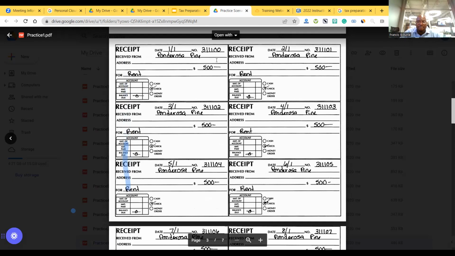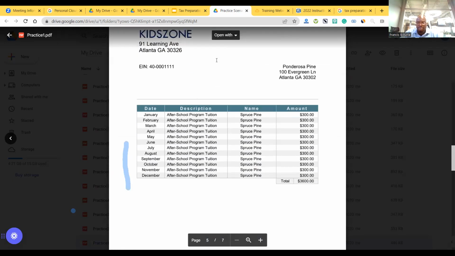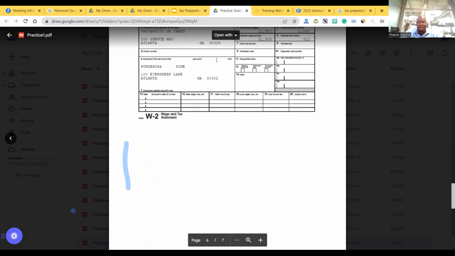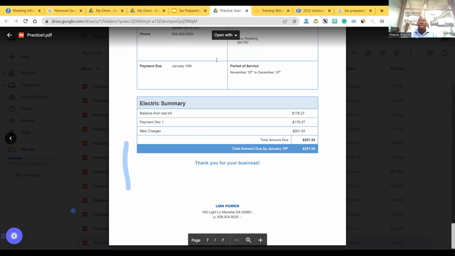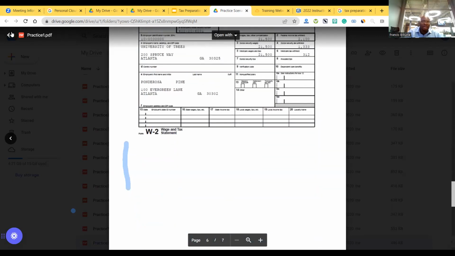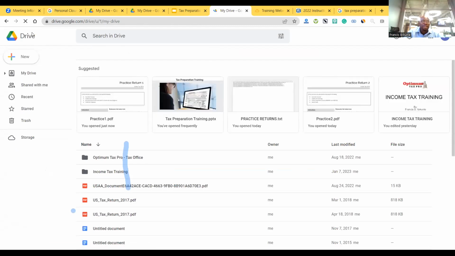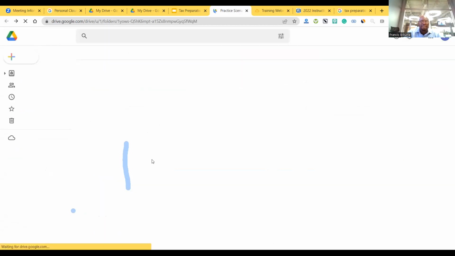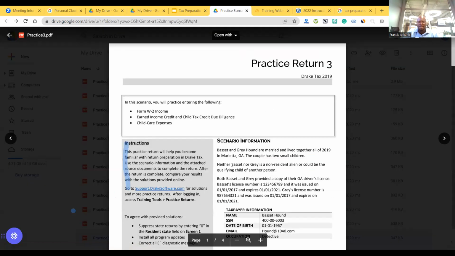For rent, these are the paperwork. They make it real stuff. These are the documents you collect, like the W-2. You pick this one yourself, then use it to practice. I have a solution set for them. When you finish with that one, there's scenario 2 again. Let me put scenario 3. Then we'll call it scenario 3.